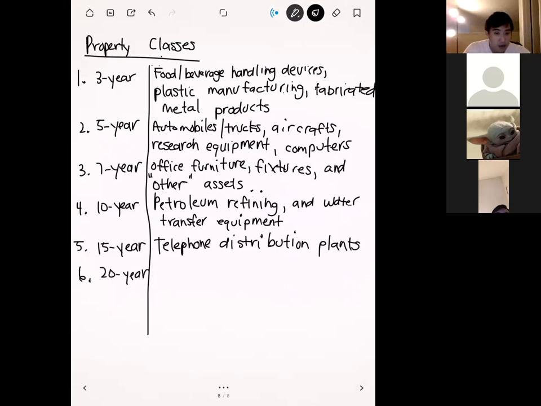Just in the interest of time, I do want to move quickly. For 20-year, one example would be any kind of municipal sewer equipment. So depending on the type of asset that you have, we assign it a property class. And once you've assigned a property class, you can then read the table on the next page to determine how the depreciation amounts will change per year.